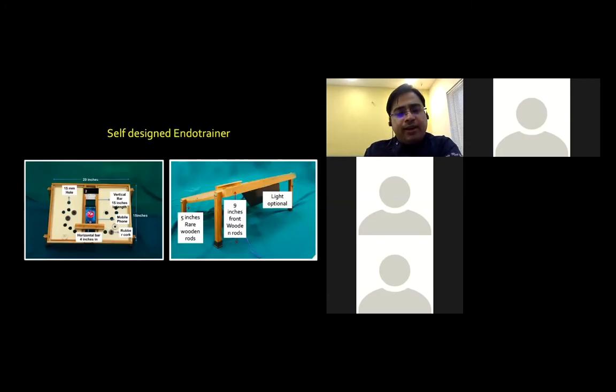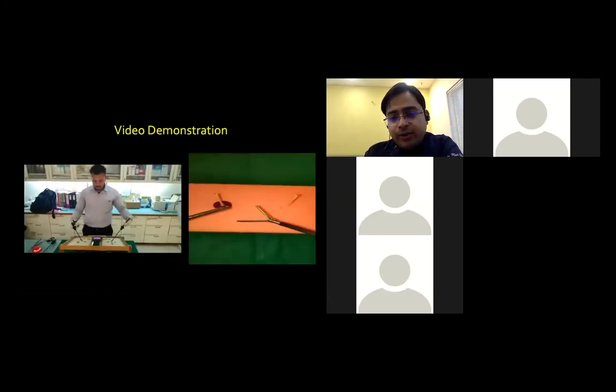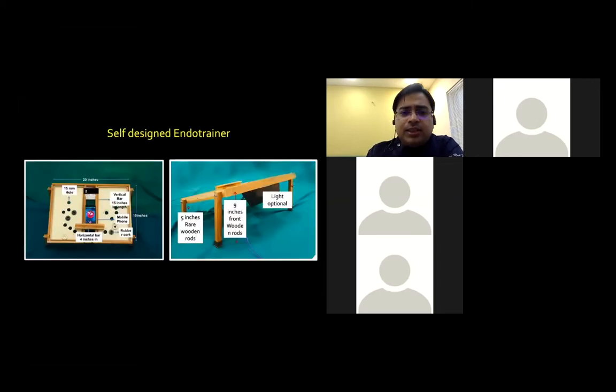Agreed, you don't have it. You don't have a laparoscopic set at all. How would you go ahead and do this? So this is what you can use.